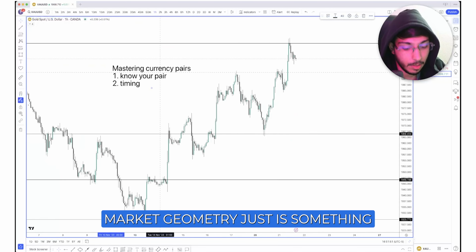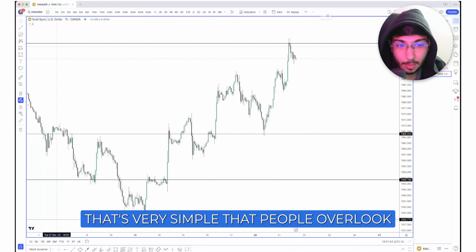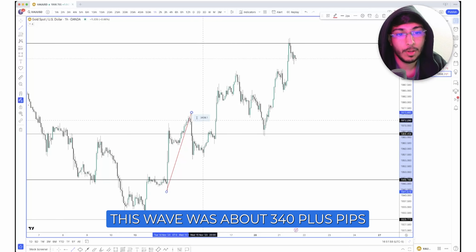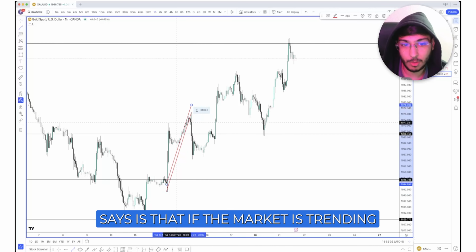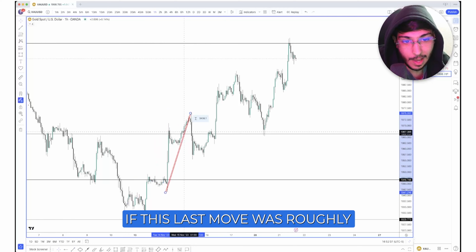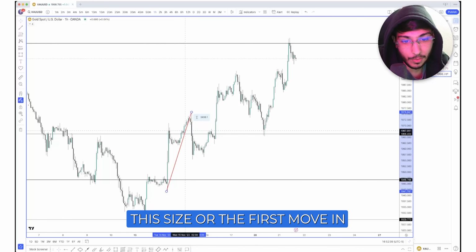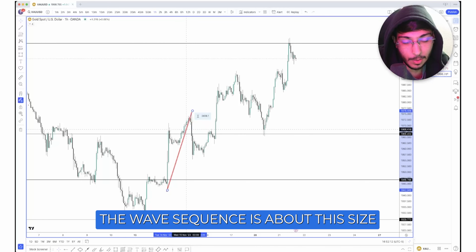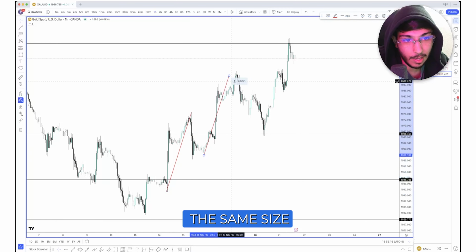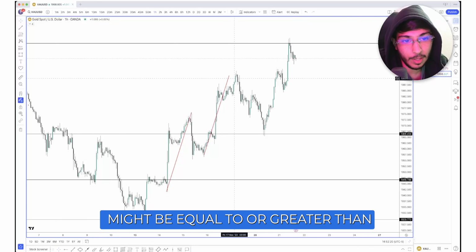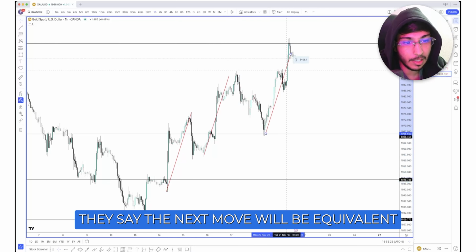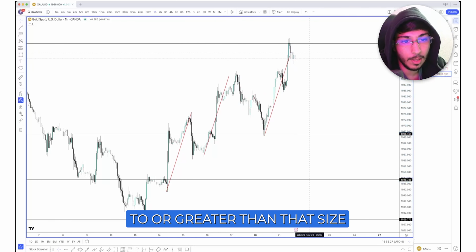And the last one was just simple market geometry. Market geometry is something that's very simple that people overlook. Let's talk about this wave right here. This wave was about 340 plus pips. What market geometry says is that if the market is trending and it's moving in big waves, if this last move was roughly this size, or the first move in the wave sequence is about this size, then the next move in the wave sequence is going to be roughly the same size. It might be equal to or greater than. And if this move was about that size, 9 times out of 10, they say the next move will be equivalent to or greater than that size.